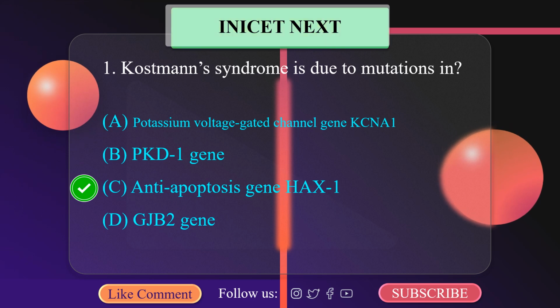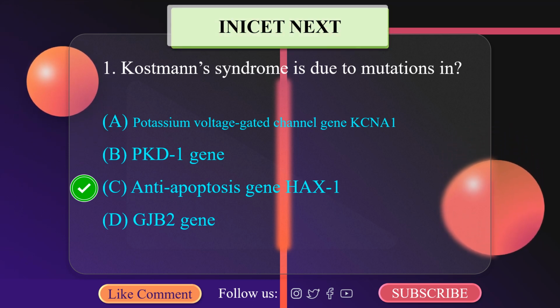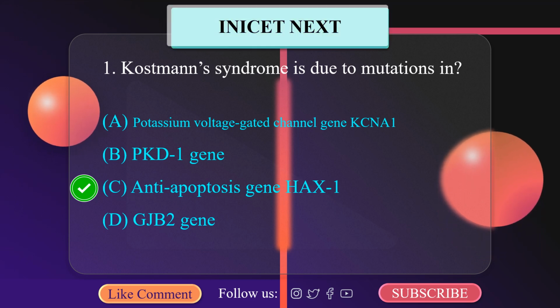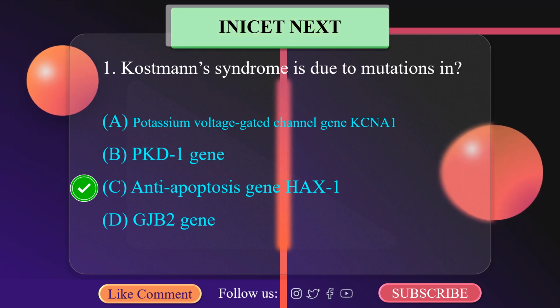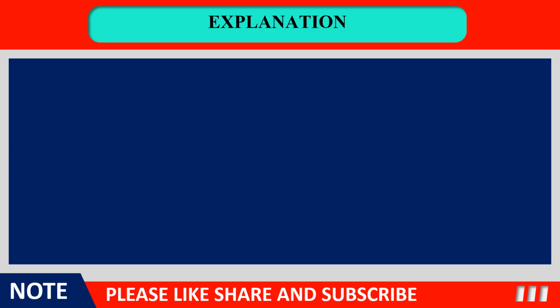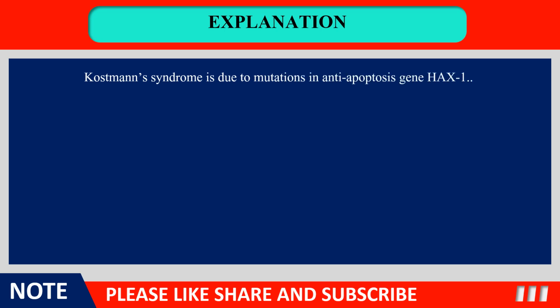The correct answer here is anti-apoptosis gene HAX1. So Costman syndrome is due to mutation in anti-apoptosis gene HAX1.